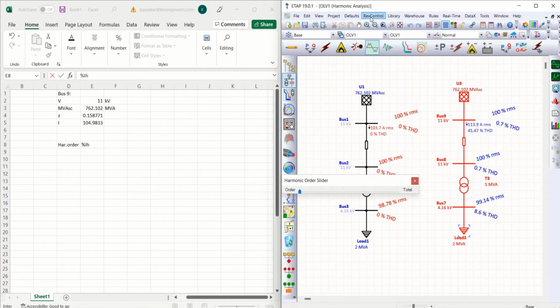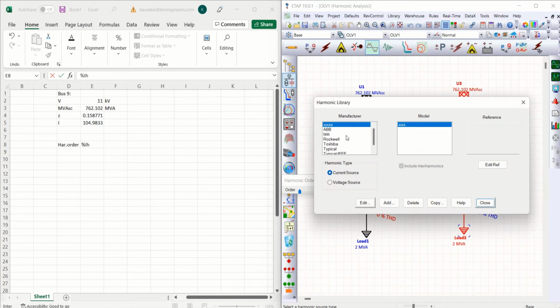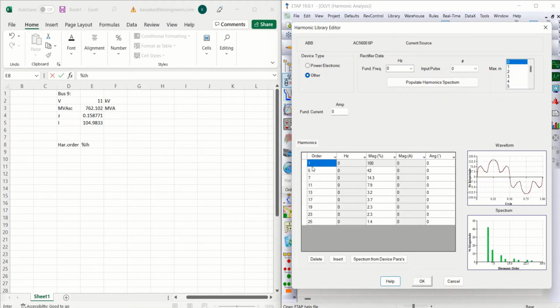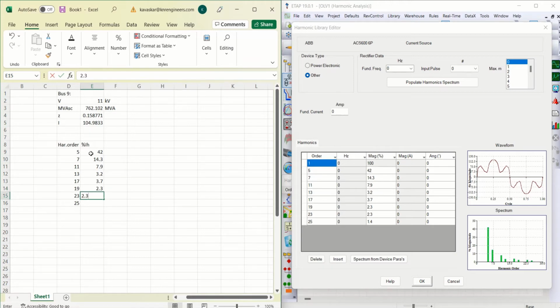To find that out, you go to library, harmonic library. We have chosen the same ACS606P. Go to edit. Now you could see the harmonic orders we have injected and the corresponding magnitudes. Quickly copy this. The harmonic orders are 5, 7, 11, 13, 17, 19, 23, and 25, and the corresponding magnitudes of current are 42, 14.3, 7.9, 3.2, 3.7, 2.3, 2.3, and finally 1.4. So I have copied this harmonic order and the corresponding magnitude of percentage harmonic current. Now I can close this.